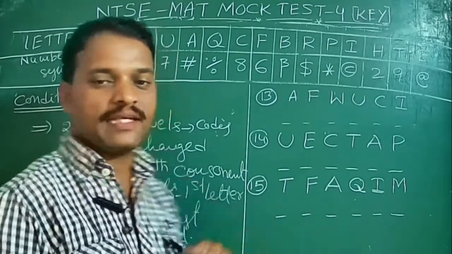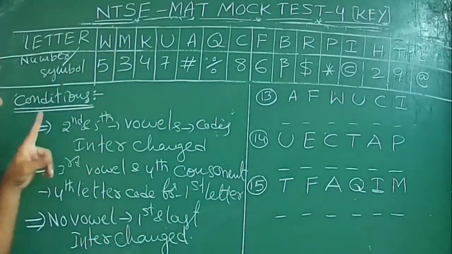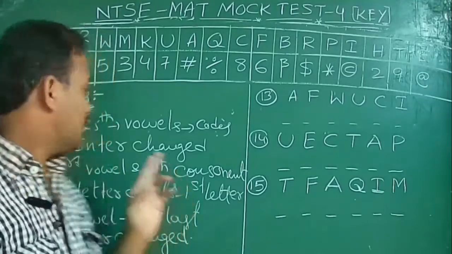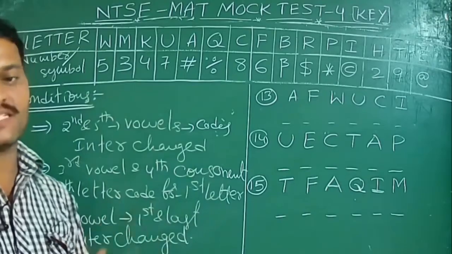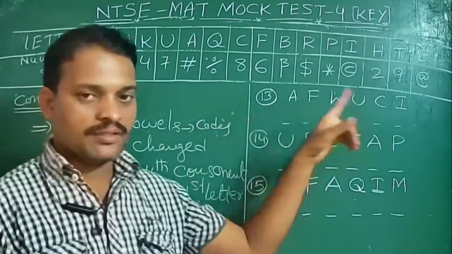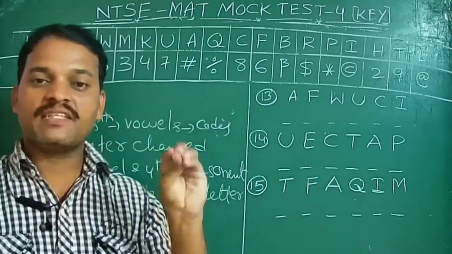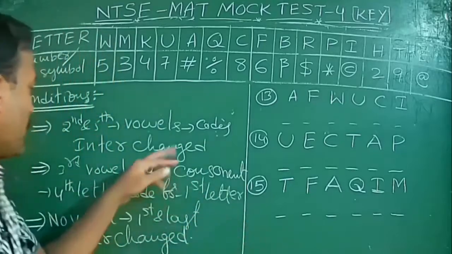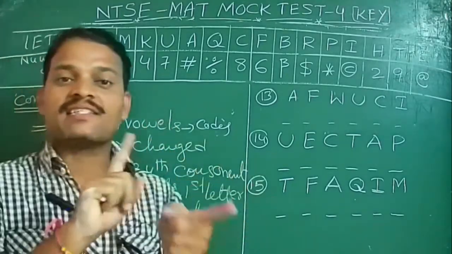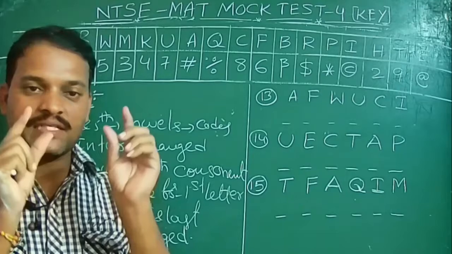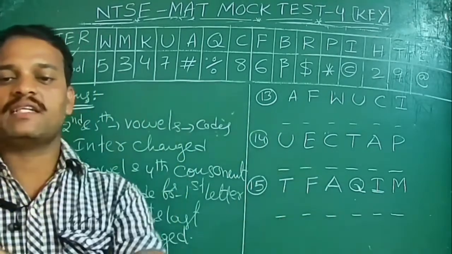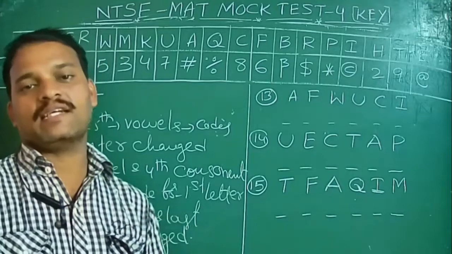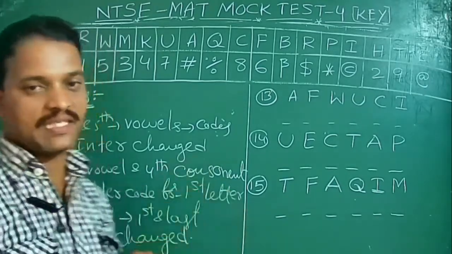Okay. So first of all, what is the condition number 1? If the second and fifth letters are vowels, in the given word the second letter and fifth letter are vowels, then the codes are interchanged. That is, the second and fifth letter codes are interchanged. Second letter code is fifth letter code, and fifth letter code is second letter code. Okay, that is the first condition.